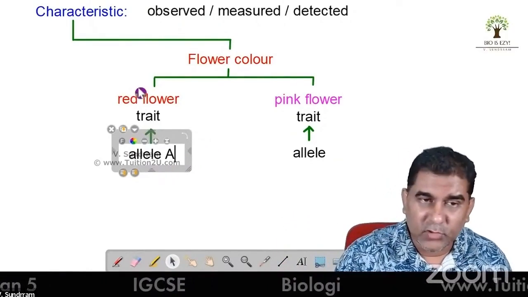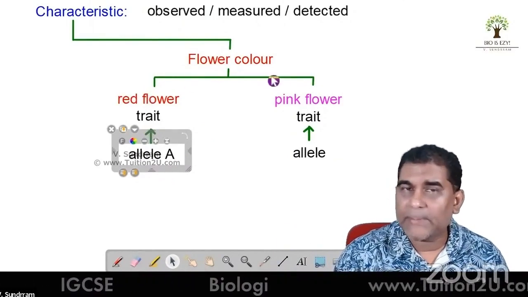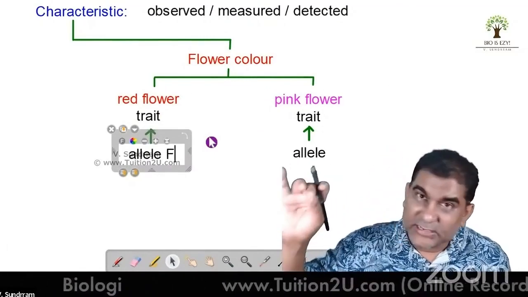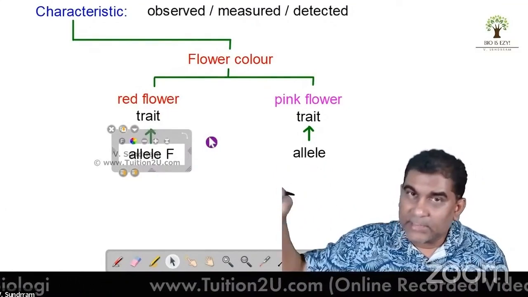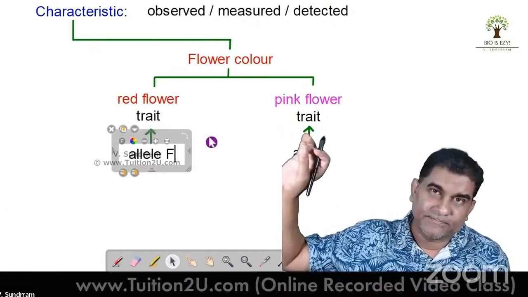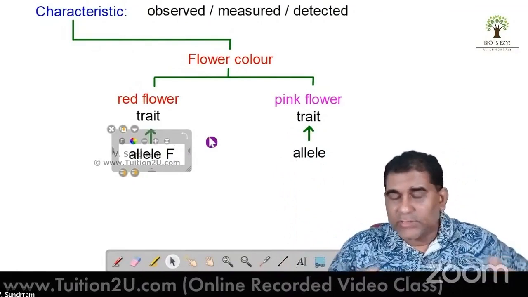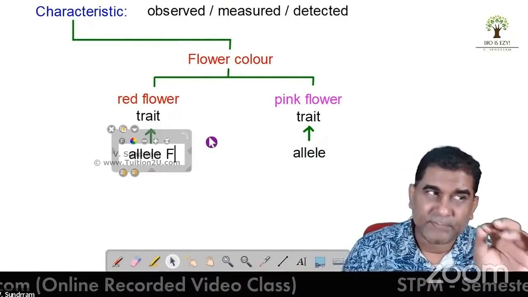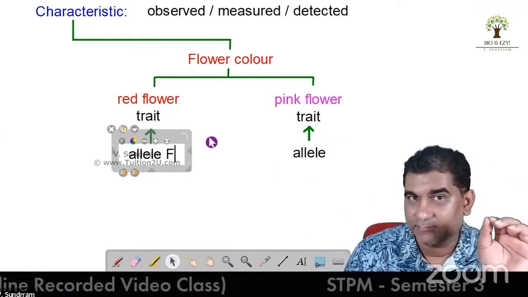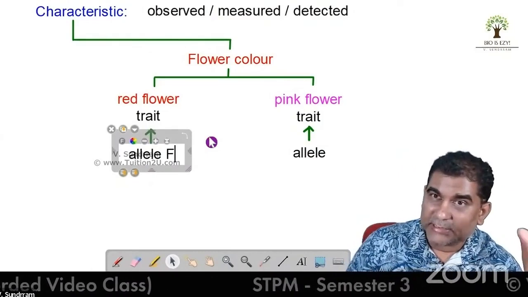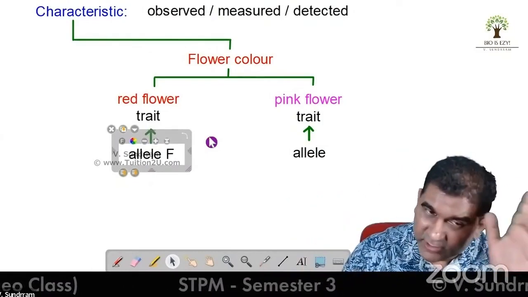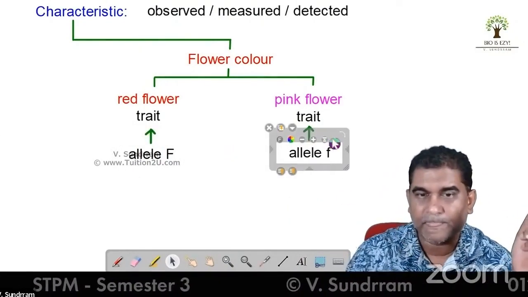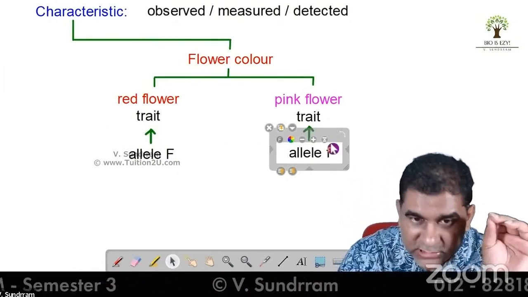Or maybe, because both of them are flowers, you can write capital F. It's your choice. Sometimes the question will tell you to use a certain alphabet. If the question didn't mention, you can use any alphabet you like. But make sure the capital letter and the small letter are different. For example, if capital F here, then for this one we use small f.